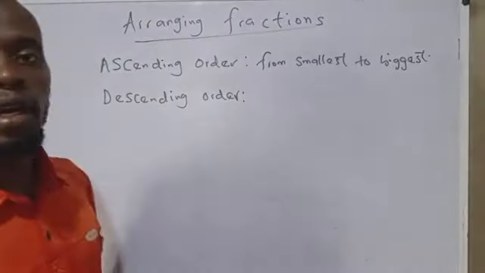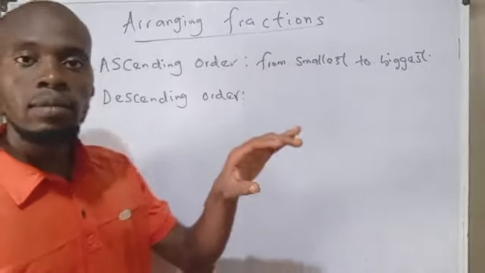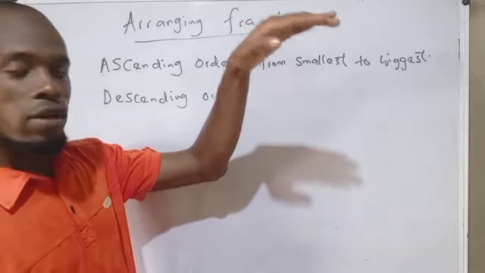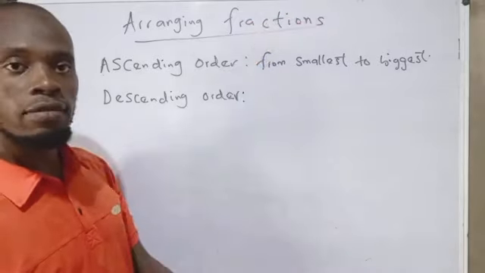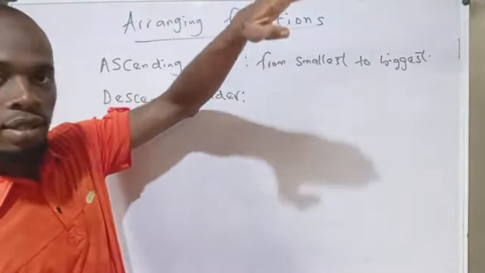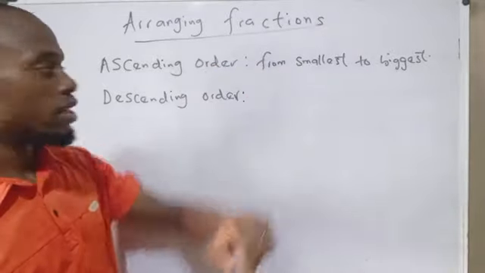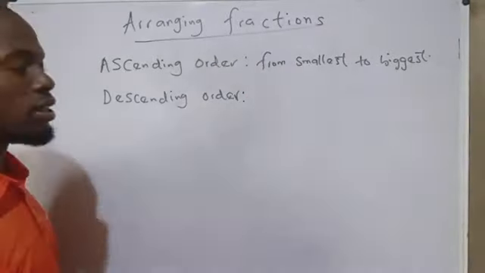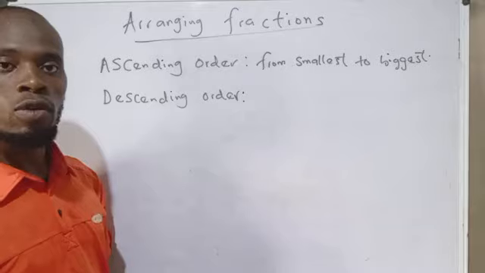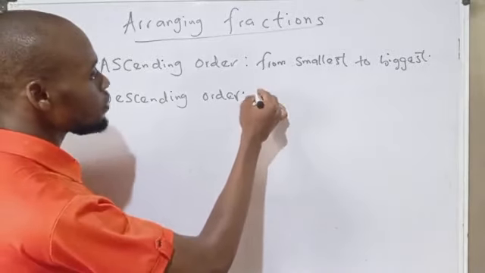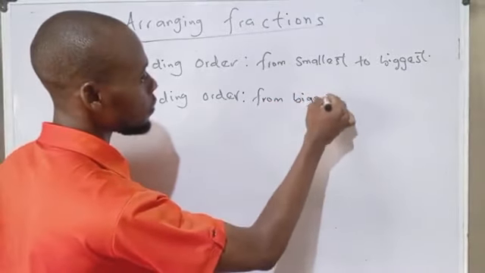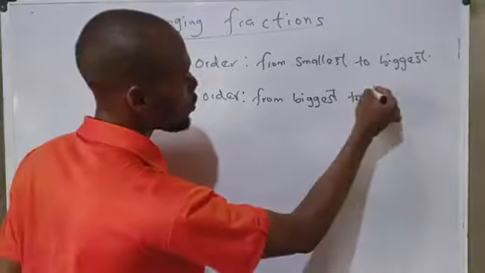And for the descending order, that means you're already in the first floor. Let's just make that as an example. You are already in the first floor, then you want to go to the ground floor. So you are coming down the stairs gradually, right? And that's exactly what we mean by descending order. That is, you want to go from a high place down to a lower place. That means you are moving from biggest to smallest.